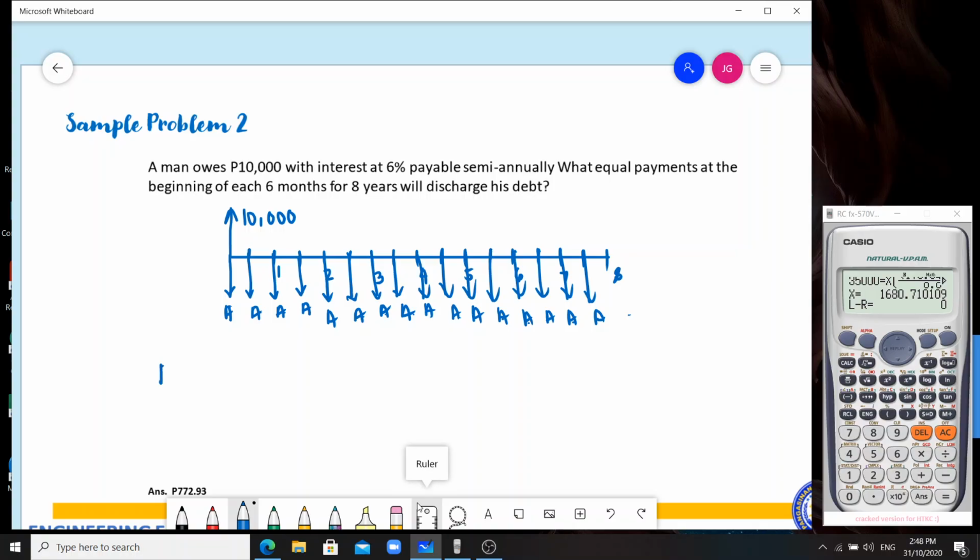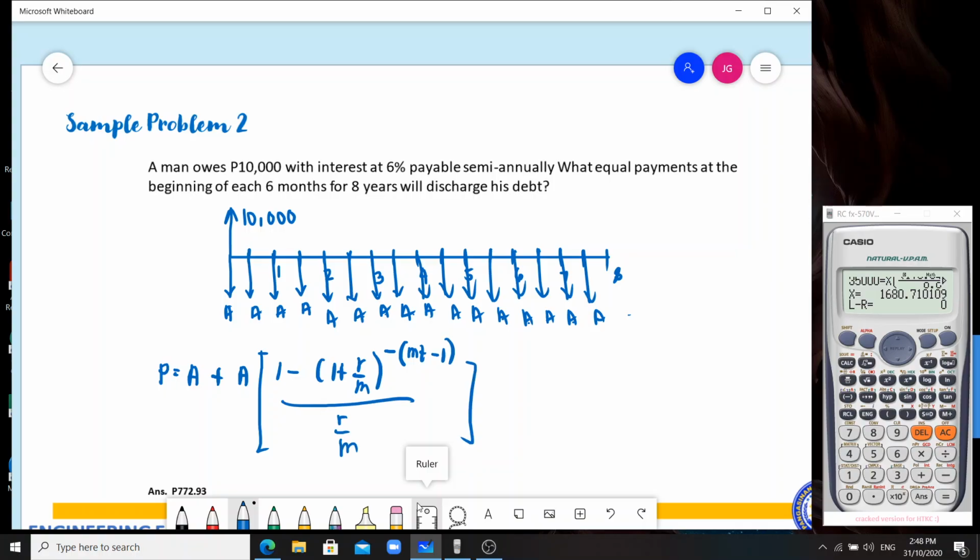Present is equals to, dahil kasama niya to sa timeline na 0, so A plus A times 1 minus 1 plus R over M raised to negative. Dahil nandito na to, 15 payments na lang, diba? So, parang MT minus 1 over R over M. So, substitute natin.